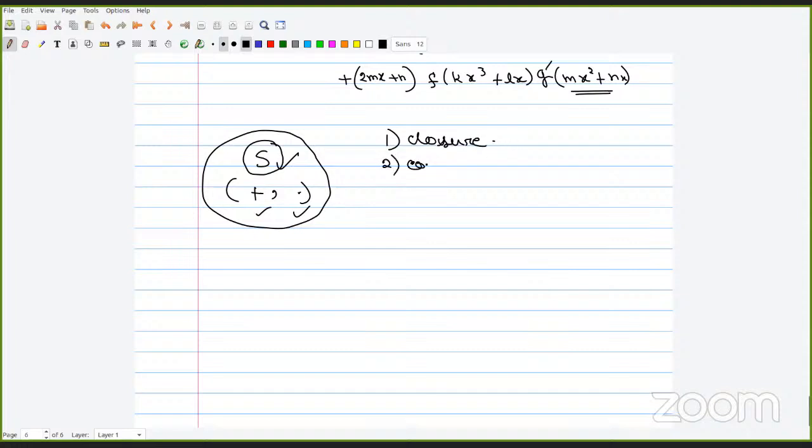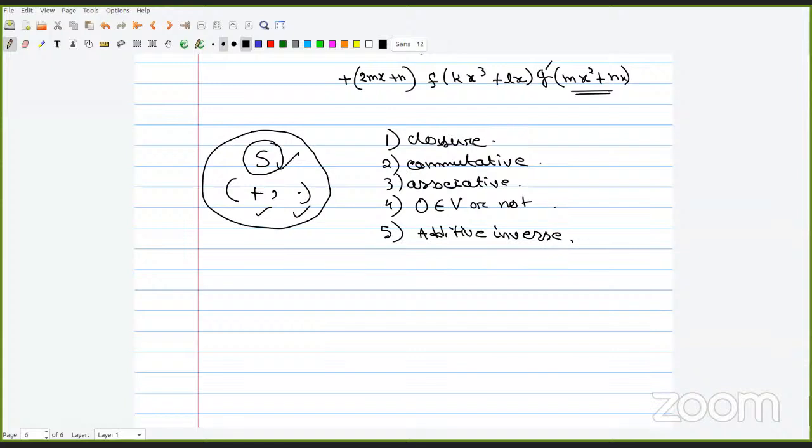Then you have to check commutativity. Addition is commutative or not. Then you have to check associativity. Then you have to check whether there is 0 or not. Then you have to check the additive inverse: does there exist an additive inverse? Then you have to check the distributive properties of scalar multiplication. There are 2 distributive properties. If you check all this, then you can say whether it is a vector space or not. And one more thing: 1 times V should be V. So these 8 properties you have to check, then you can conclude. Is it clear? Yeah, okay.